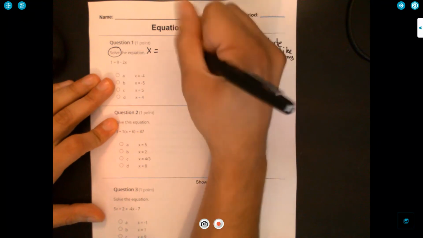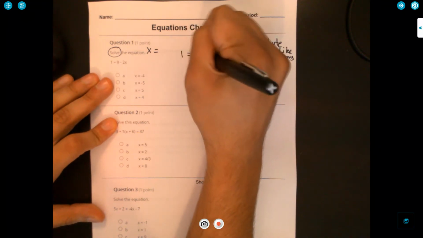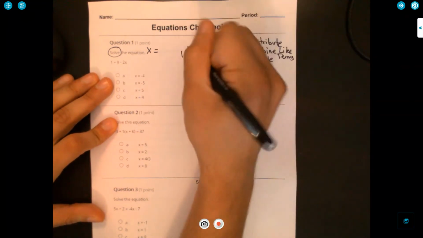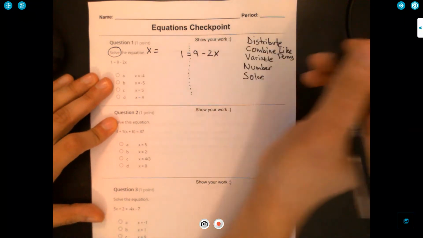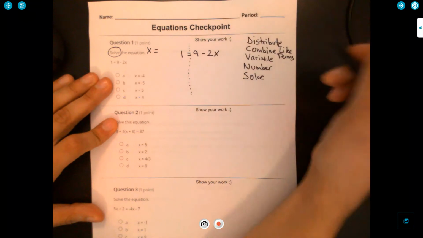All right, so I'm going to go ahead and just rewrite this. So they give us 1 equals 9 minus 2x. Here's my equal sign. I'm going to draw an imaginary line so that I can distinguish the two sides of this expression and this expression.